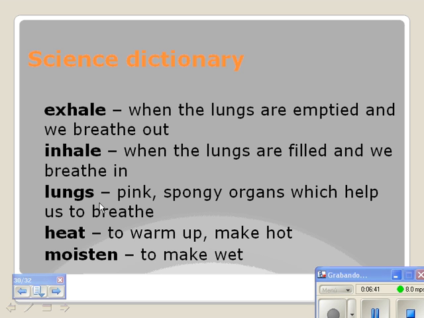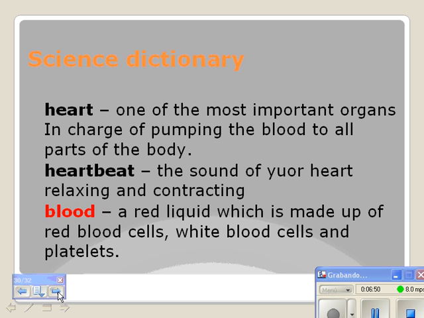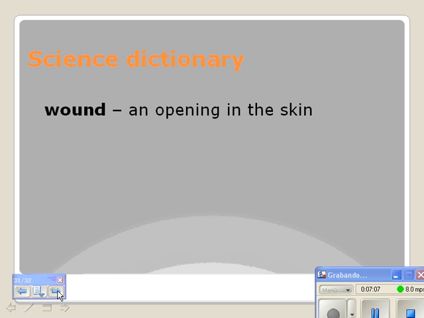Lungs, pink, spongy organs which help us to breathe. Heat, to warm up, make hot. Moisten, to make wet. The heart, one of the most important organs, in charge of pumping the blood to all parts of the body. The heartbeat, the sound of your heart relaxing and contracting. Blood, a red liquid which is made up of red blood cells, white blood cells, and platelets. Wound is an opening in the skin.